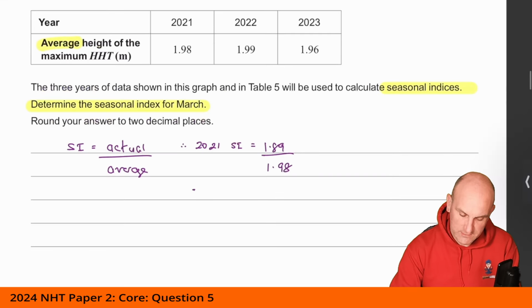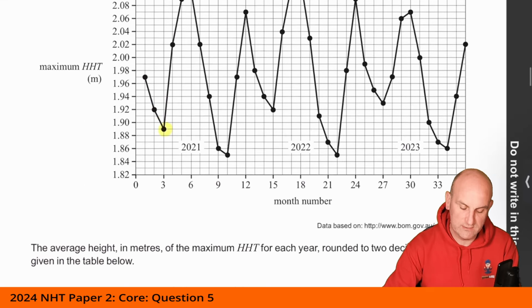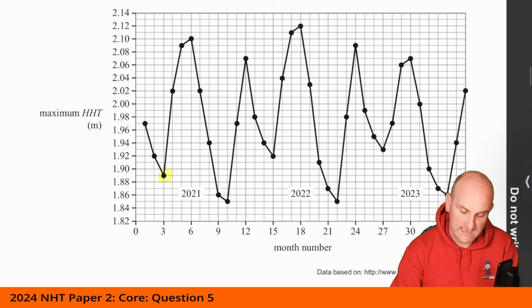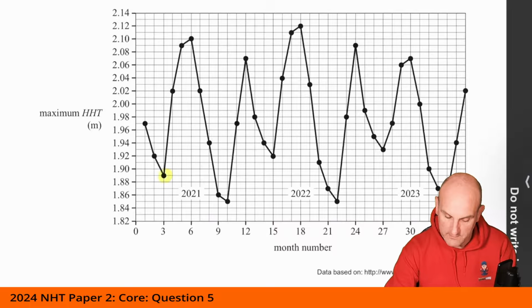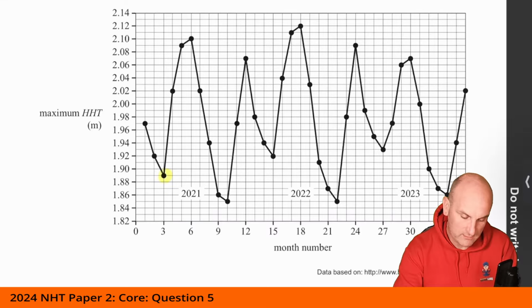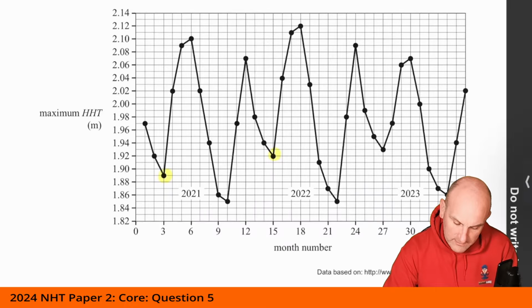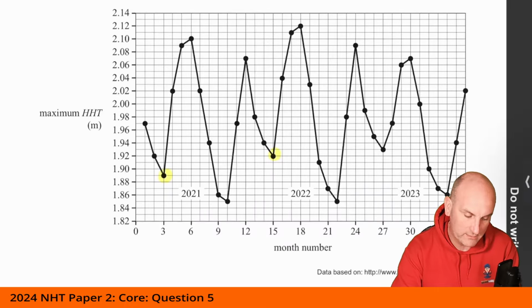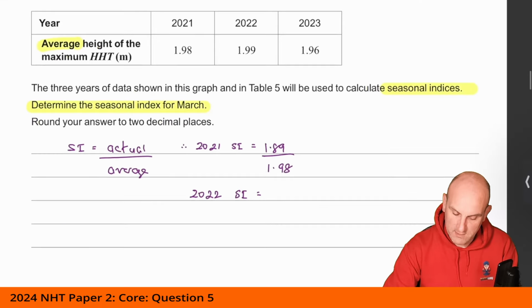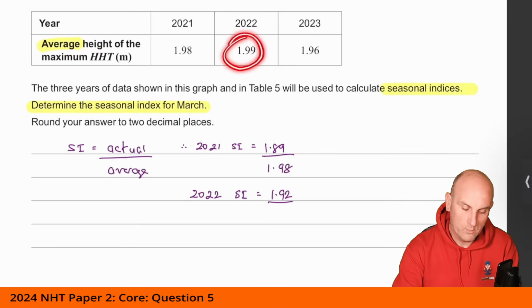For 2022, my seasonal index is going to be March 2022. How do I find that? Well, I can basically add 12 onto that, which gives me 15. So if I now highlight my value at 15, there you go. That's my number at 15. And read across. That's 1.92. So my March for that one is 1.92 divided by 1.99.